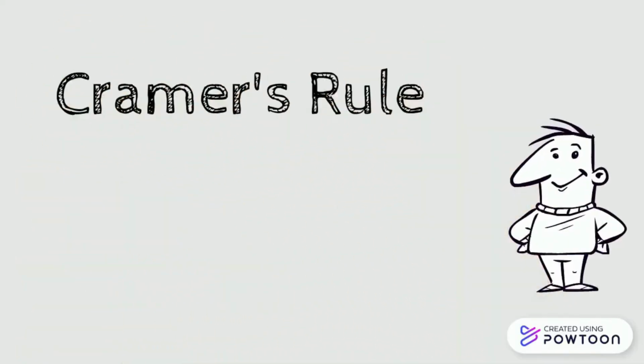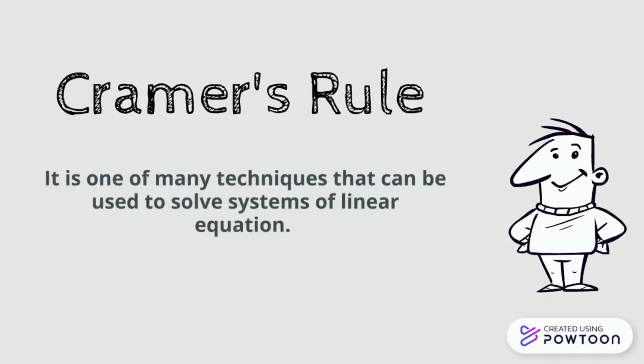First of all, what is Cramer's rule? It is one of many techniques that can be used to solve systems of linear equations. It involves the use of determinants to find a solution. It is helpful if you want to just find one variable. So for this video we have created the following word problem.